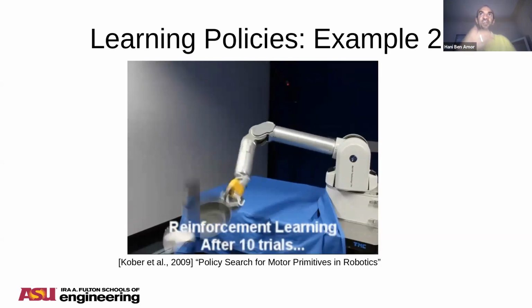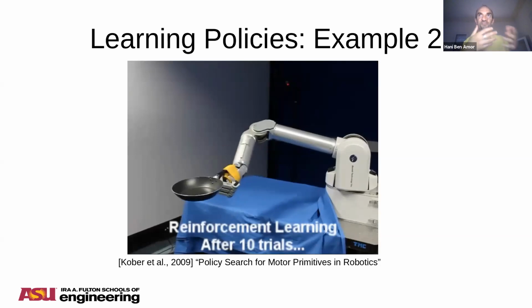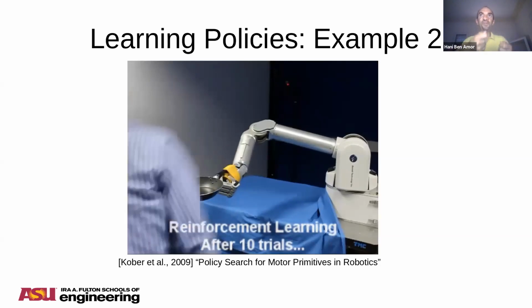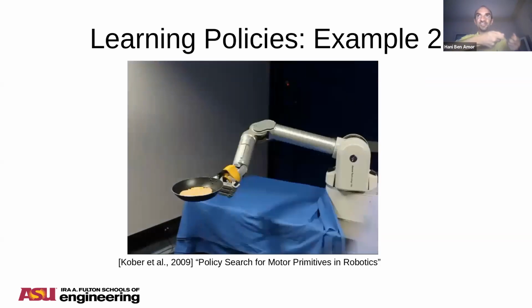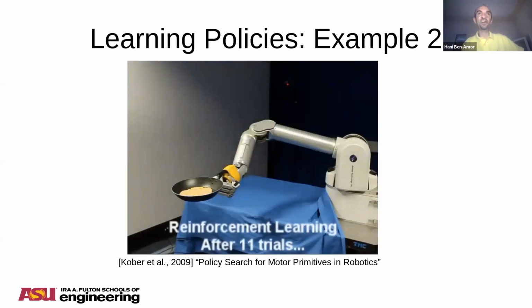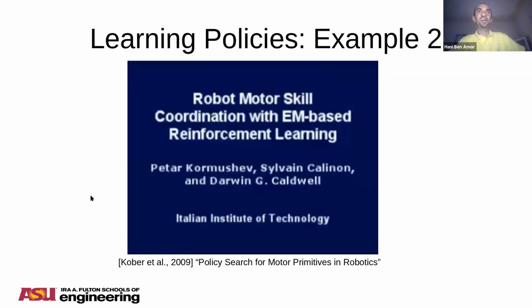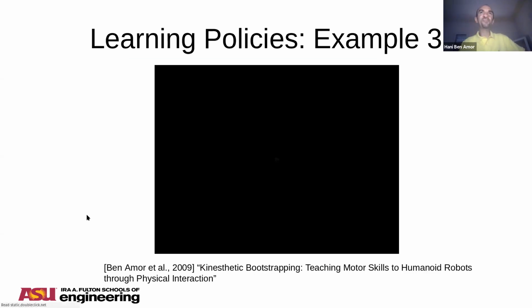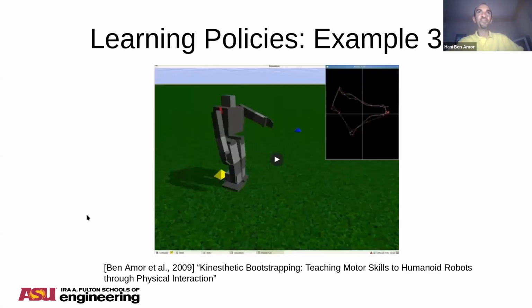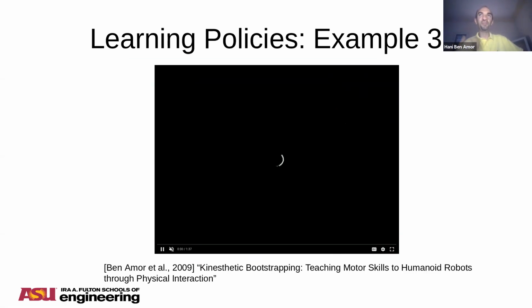And it tries again and again to find the variant of the motion that allows it to flip the pancake and still get it inside the, what's it called, the frying pan. Okay, so this is kind of the most famous example for this. So, learning policies.